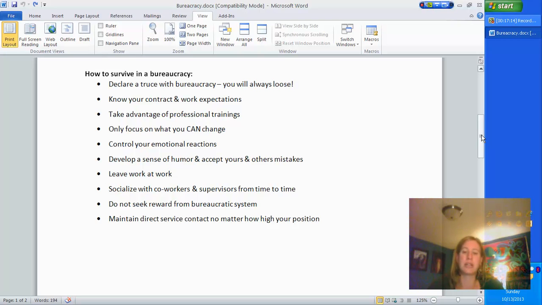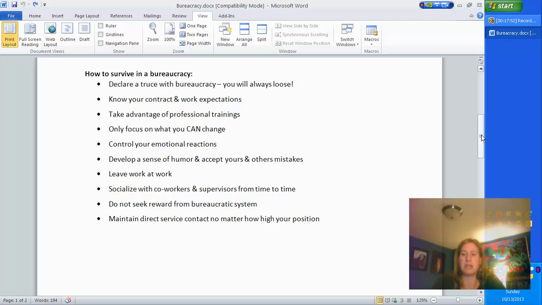Maintain direct service contact no matter how high your position. So if you're able to move up within the bureaucratic system to become a supervisor or a program manager or program director, that's fabulous. And make sure that you continue to seek that direct service contact, the contact with your frontline workers, no matter what your position is. That's going to keep you grounded in the inner workings of the day-to-day of that organization, so that you can keep connected with the clients and their goals and their needs. And that's really true of any social work position.